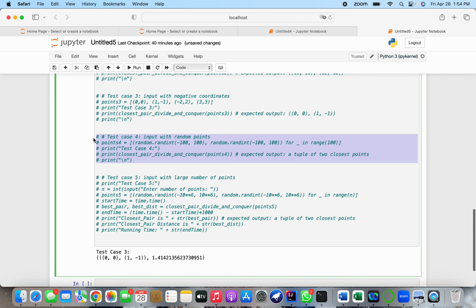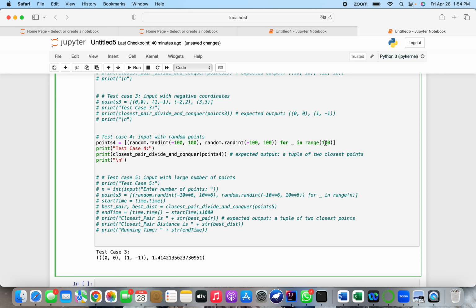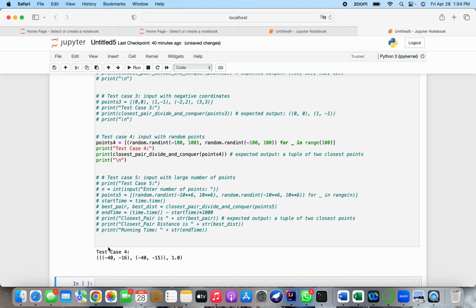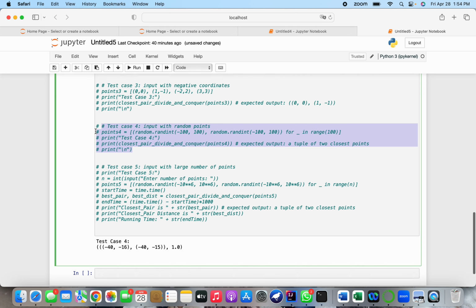And in test case 4, as we know, we are using 100 points. Using this for loop, we're going to generate 100 random points between minus 100 and 100 for each point, so points 4 will have the 100 points. Let's run this. So we got minus 40 minus 16 and minus 40 minus 15 as the closest points with the distance 1. That's how test case 4 works.